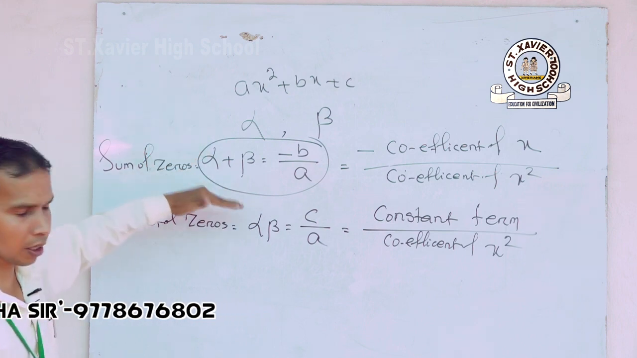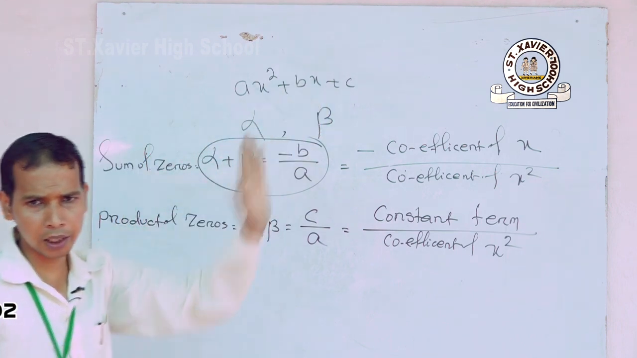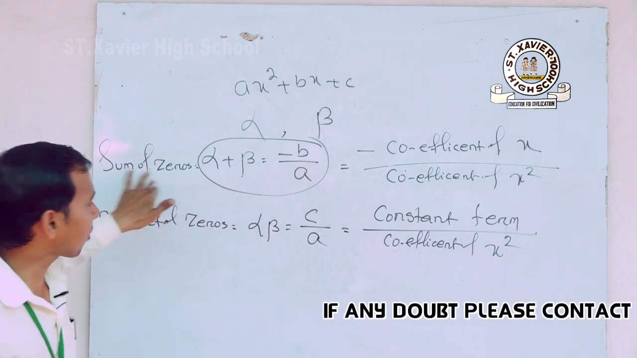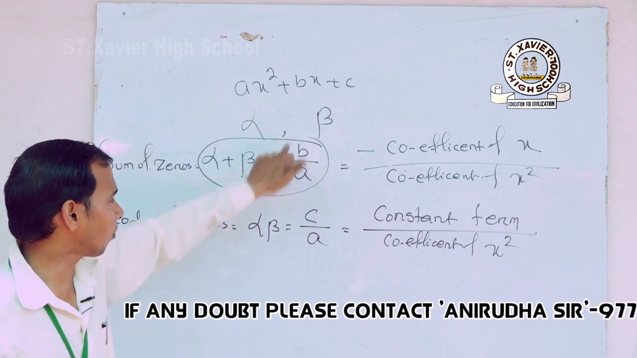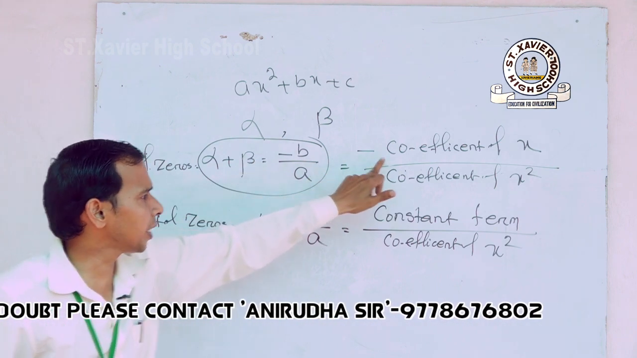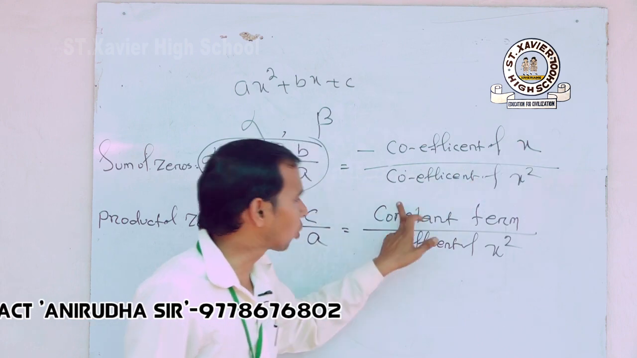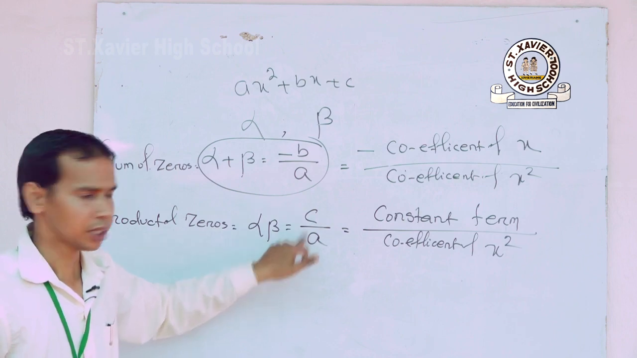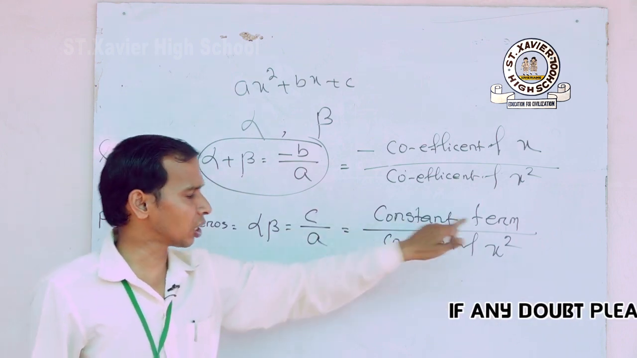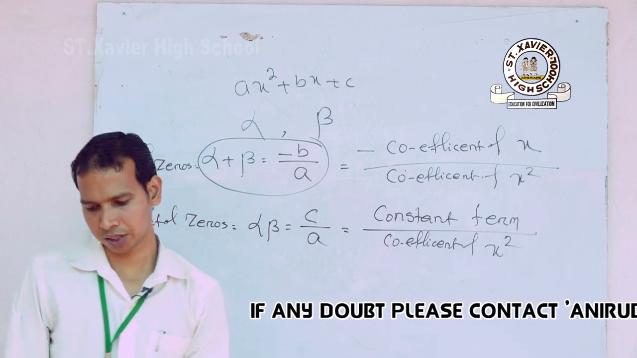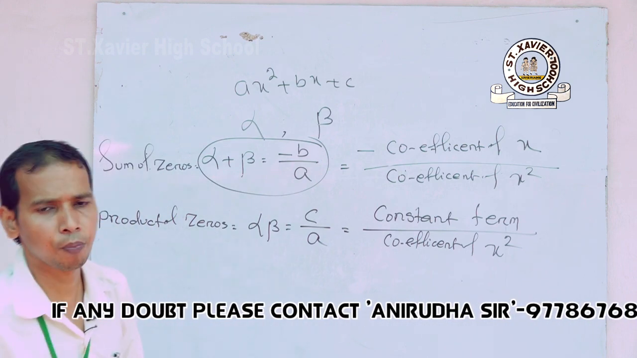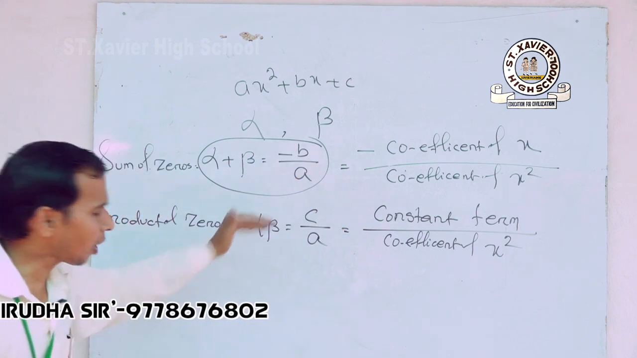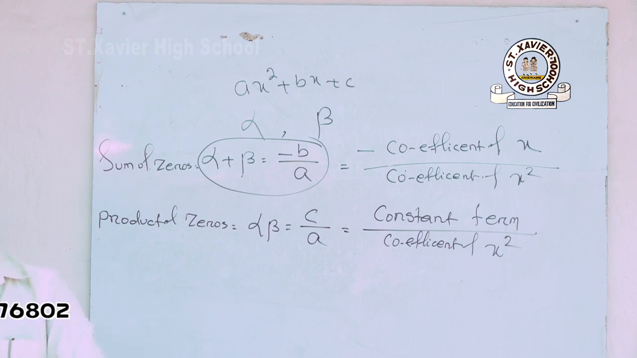Look, in this case, as it is a quadratic polynomial, you get two zeros. Let the two zeros be alpha and beta. Sum of zeros, alpha plus beta, is equal to minus b by a, so minus the coefficient of x by the coefficient of x square. Then the product of zeros, alpha beta, equals c by a, the constant term by the coefficient of x square. We will verify that alpha plus beta equals minus b by a and alpha beta equals c by a by taking some examples.